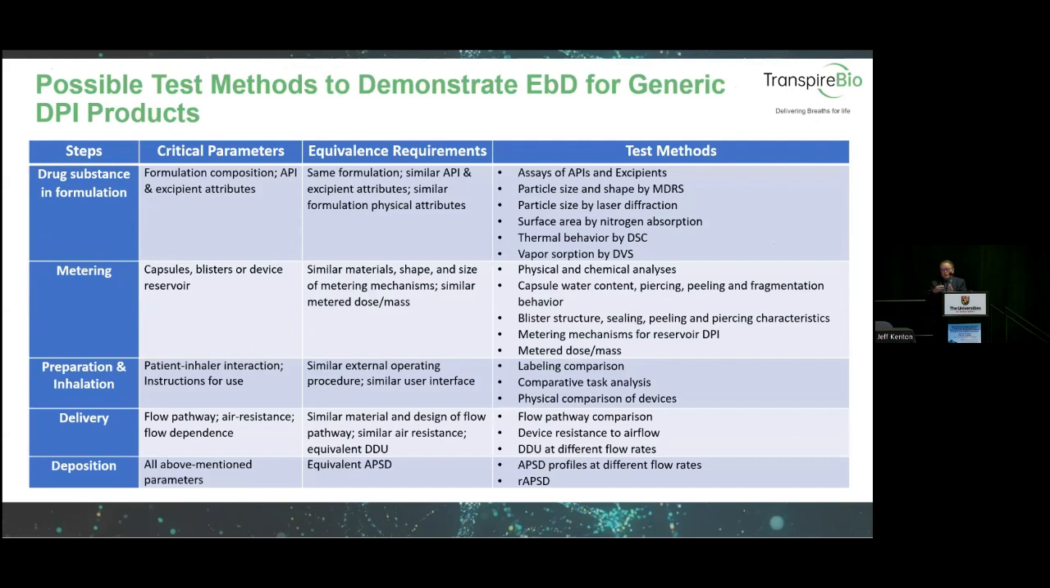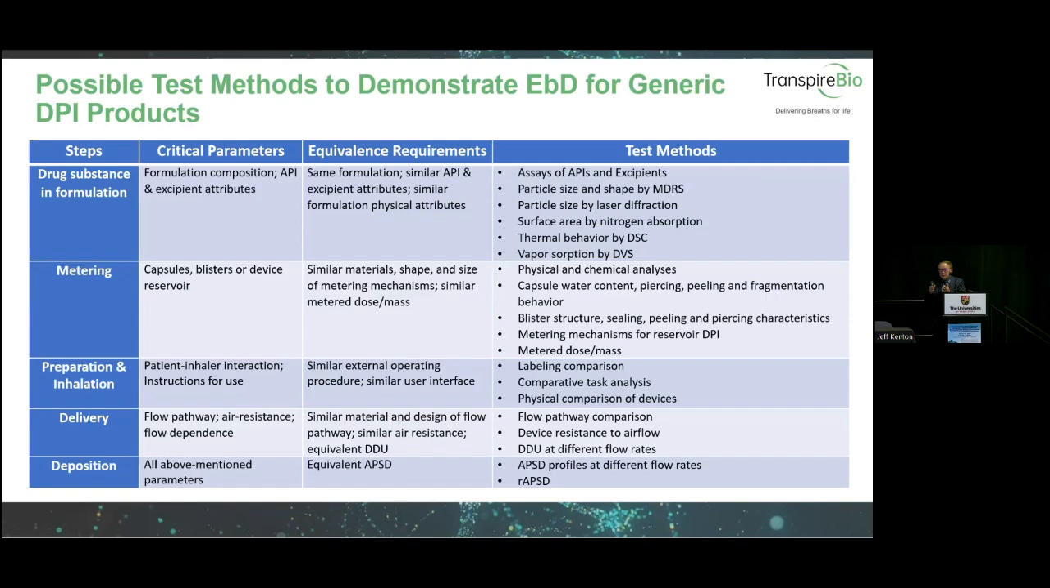Likewise, for the DPI, we can also employ a range of in vitro characterization techniques to analyze the formulation composition (Q1, Q2), the formulation physical-chemical characteristics (Q3), and also the delivery characteristics. Particularly, I would like to focus on, for DPI, the flow dependence, the different flow rates, and also realistic APSD profile.